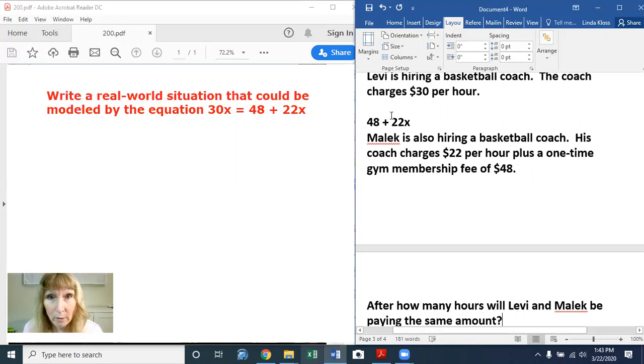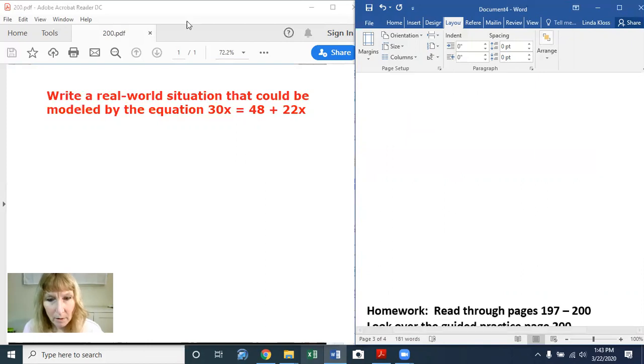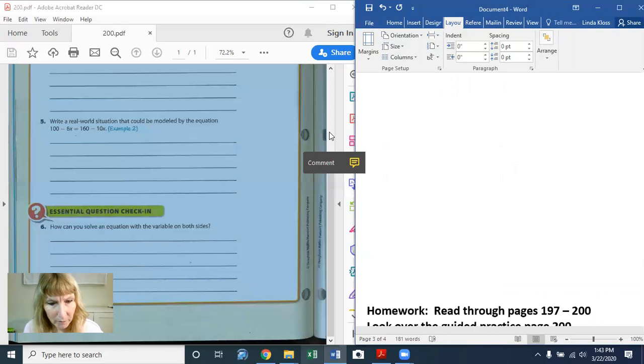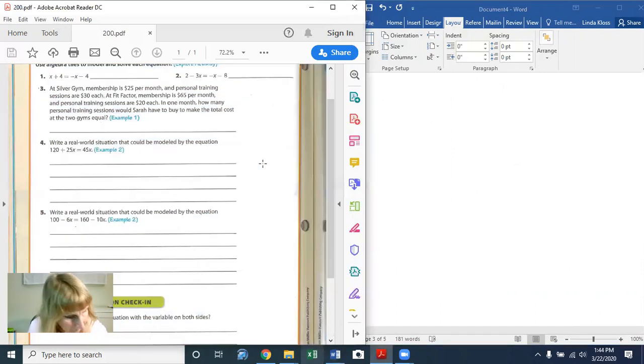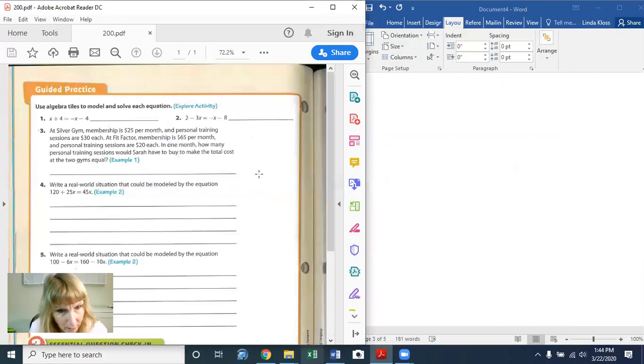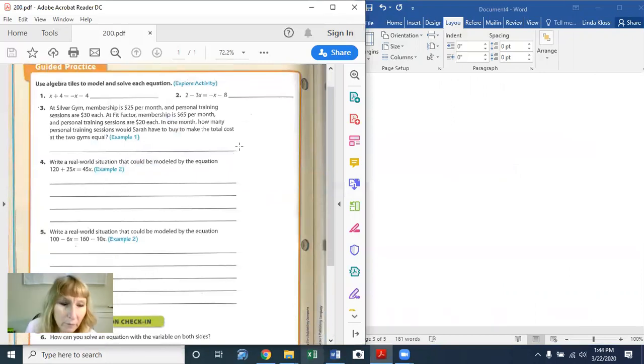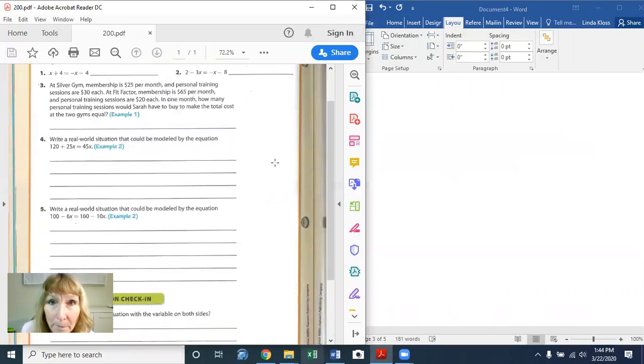Okay, go ahead and pause the video if you need to, or if you want to think up a different real world problem, feel free to do that. And we will move on from there to clearing all my drawings. This is homework, that's for later. Okay. Now we are going to be looking at page 200, the guided practice. So we have 6 questions we're going to go through.